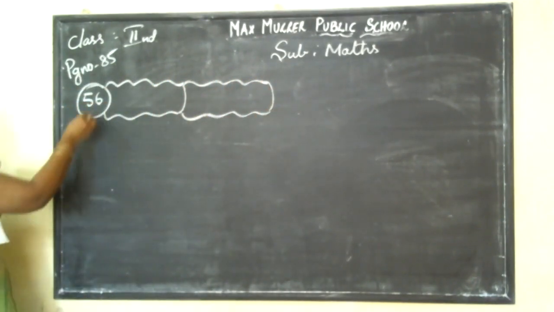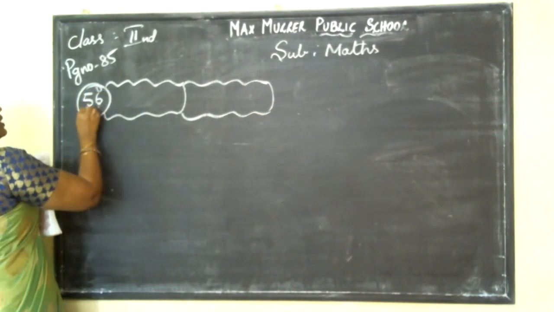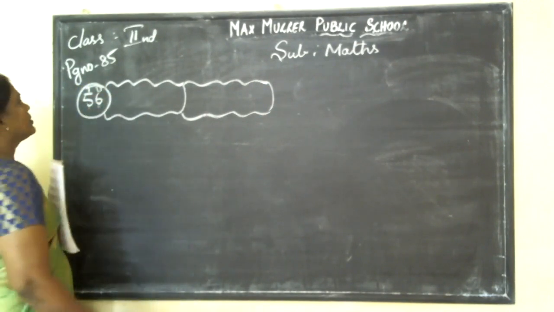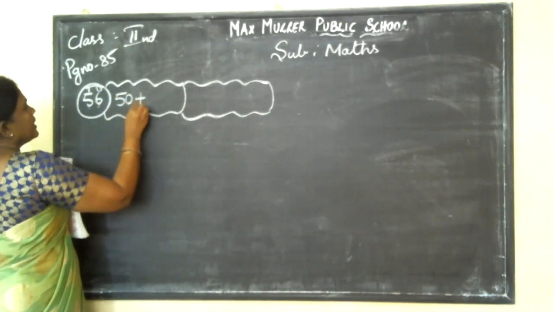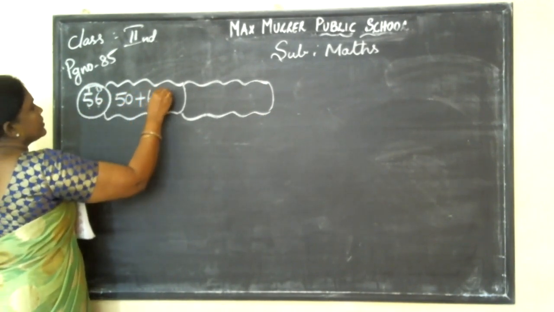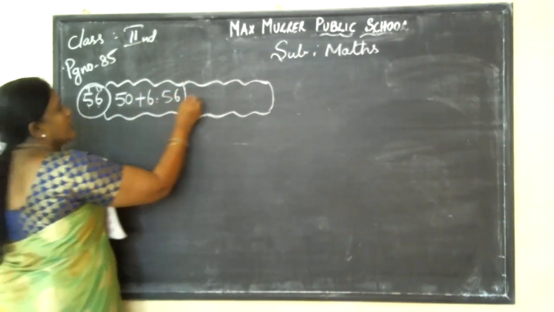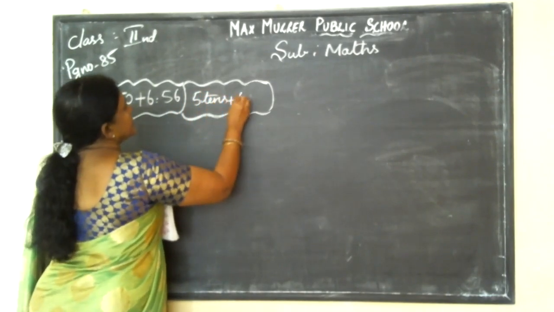See, 56. Which place is 6 in, which place is 5 in? 6 is in the 1's place, 5 is in the 10's place. So what will you write here? Now you know how to write, children. 56 becomes 50 plus 6 is equal to 56. Here what will we write? 5 tens plus 6 ones.